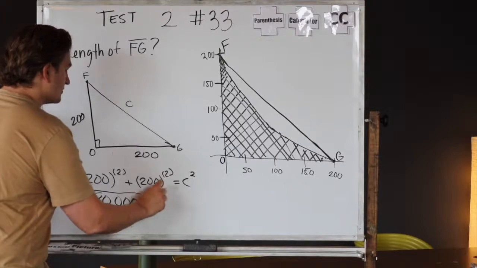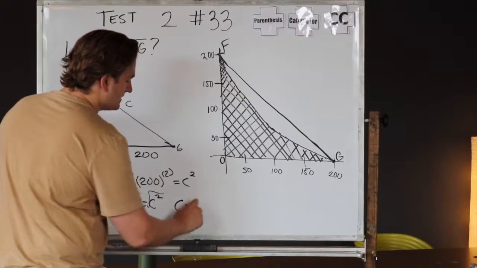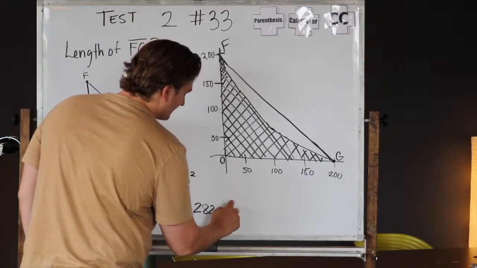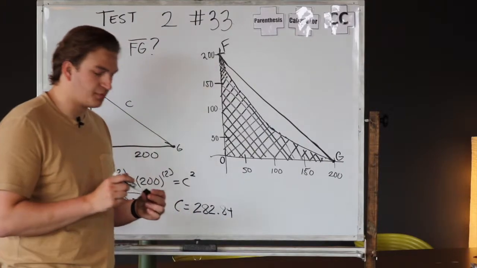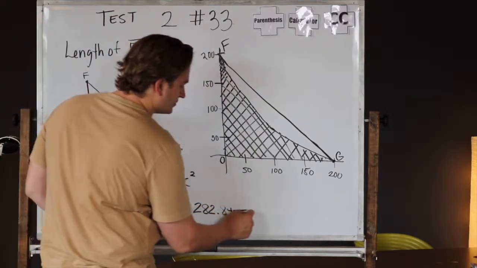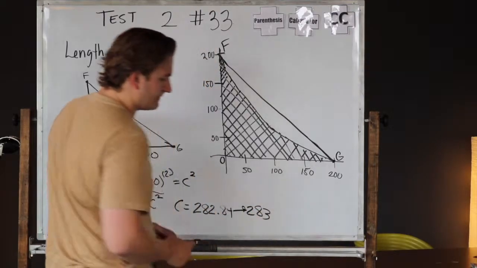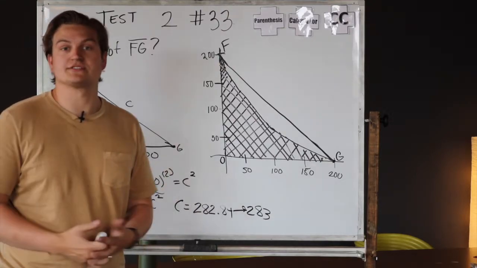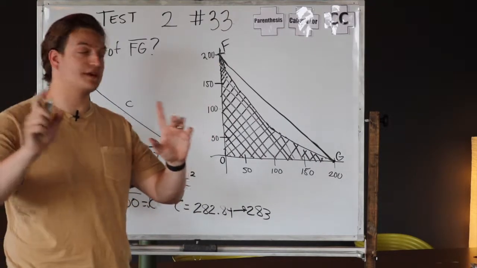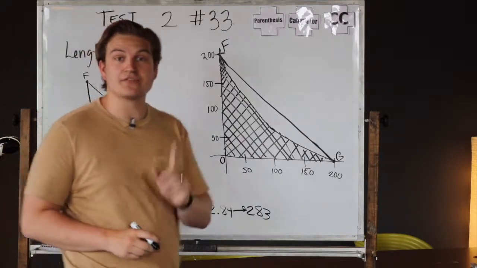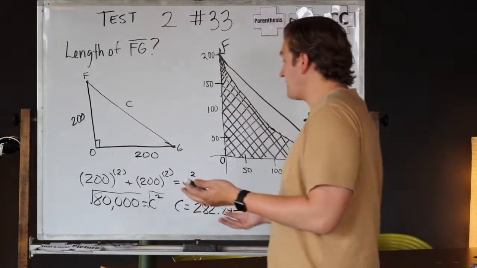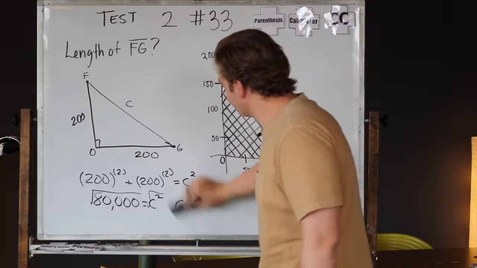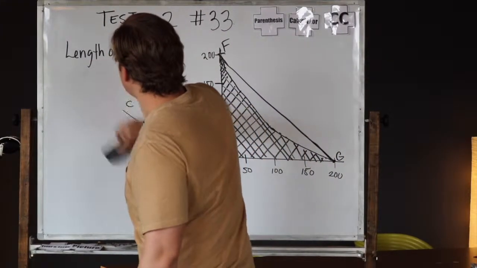In order to find the length of just C, not C squared, I'm going to take the square root of both sides. And when I do that, I find that C is equal to 282.84 or something like that, and this rounds up to 283. So 283 is one of our answer choices. That's answer choice D. So your answer is D. And we found that by using a calculator and the Pythagorean theorem. But there's actually another way to solve this problem. There's another formula that we can use to find the length of FG. And I'm going to show you that right now.